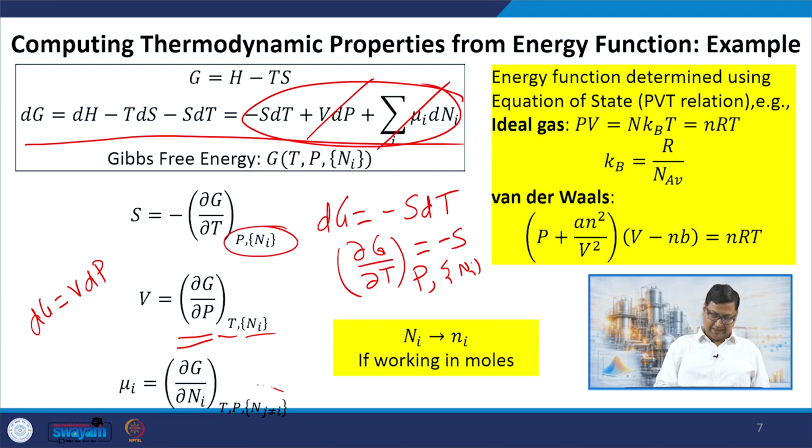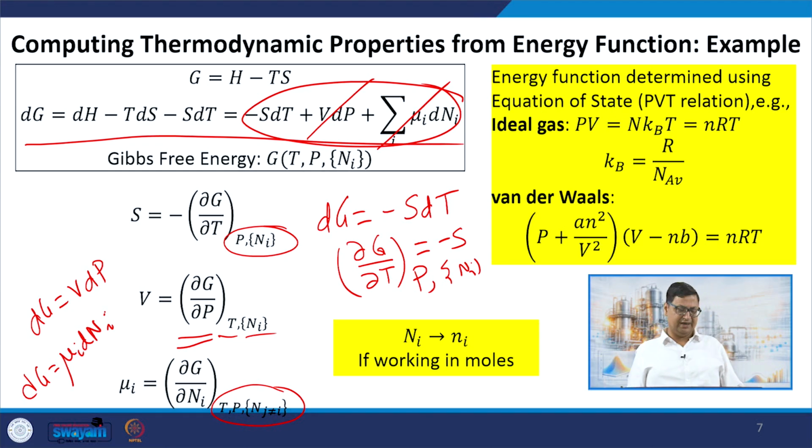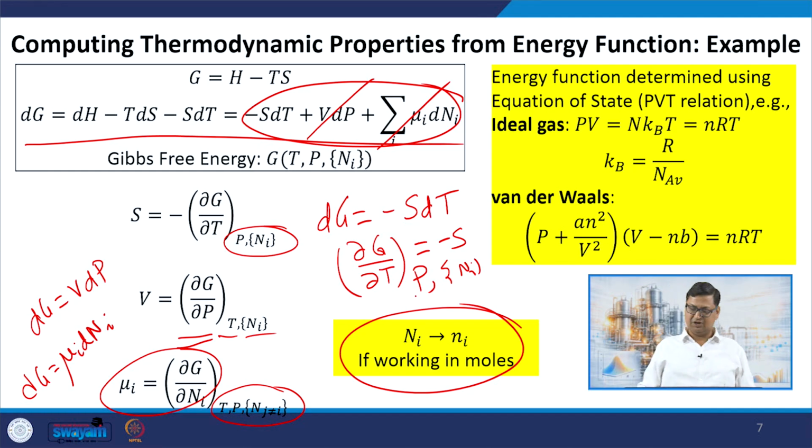And finally, I can keep the temperature fixed, pressure fixed, and all other components' number of molecules, other than i, fixed. So I will be left with dG equal to mu_i dN_i. You see the summation is gone here because the number of moles of all other species other than i are held fixed. So in that case, we get the expression of the chemical potential, defined as the partial molar Gibbs free energy, and that is where it comes from. And again, I can always replace the number of molecules with the number of moles, right?